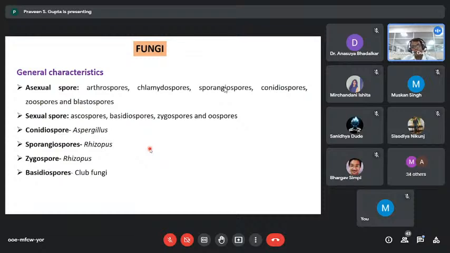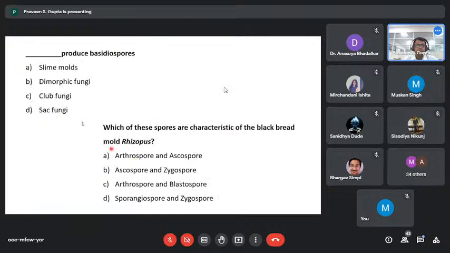Dear students, I am not going to teach microbiology. That is not possible to complete in 1 hour along with the questions. I am only mentioning the points, it's like a capsule, and the important points I have mentioned. Always try to remember all these points. So, which one produces basidiospore? Just now we have gone through that PPT.